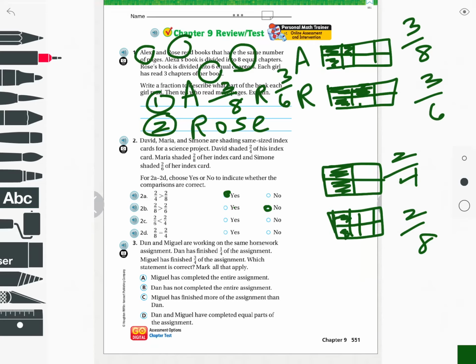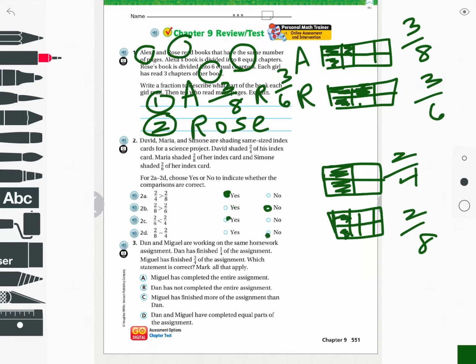2/6 is less than 2/4. Well, I know that same numerator strategy again. I look at the bottom number only. I have 6ths and 4ths. I know 4ths are bigger than 6ths, so that is true. 2/6 is less than 2/4. And the last one, 2/8 is equal to 2/4. I know that 4ths are greater than 8ths. So 2/8 is not equal to 2/4. They mean different things. So the answer is no.